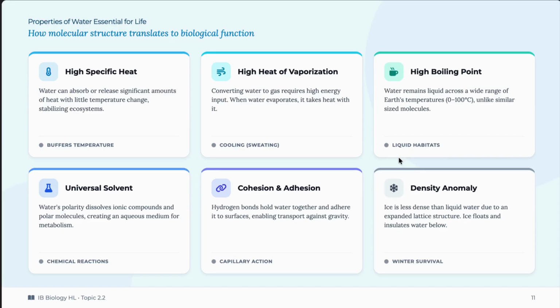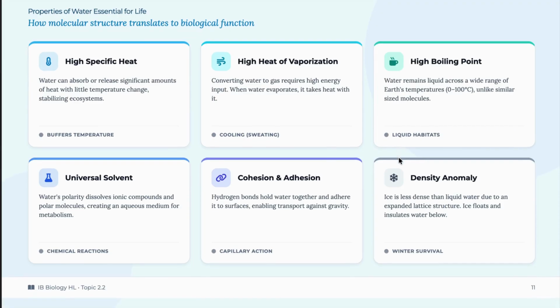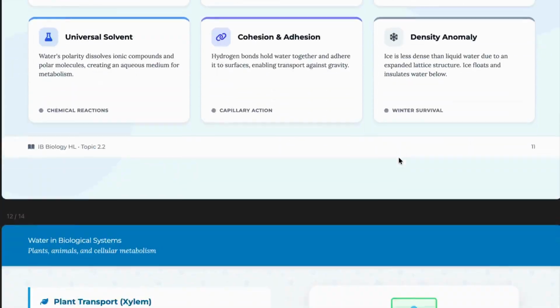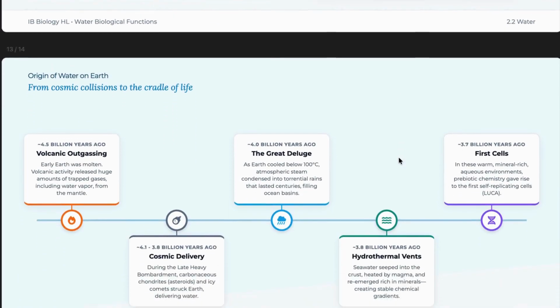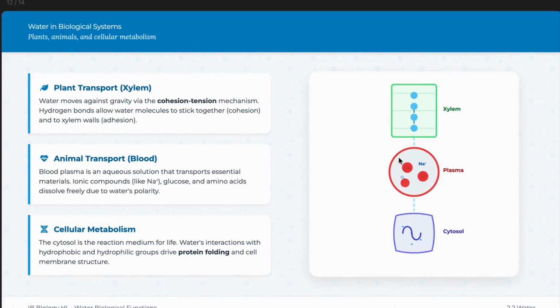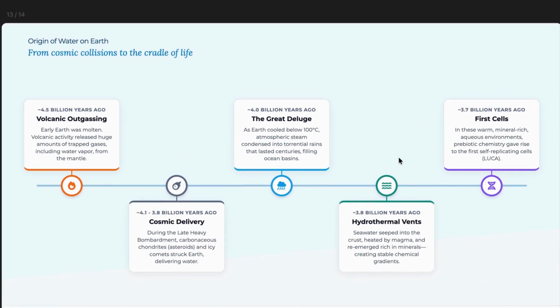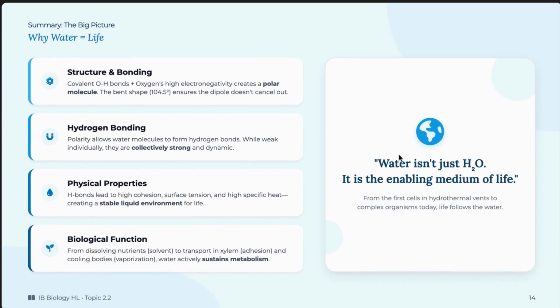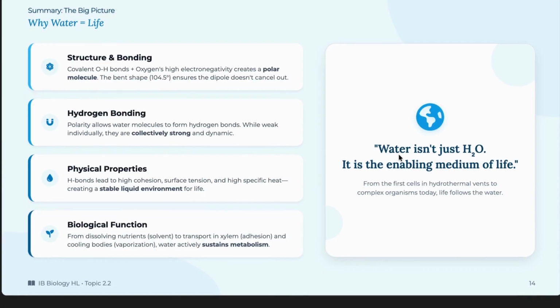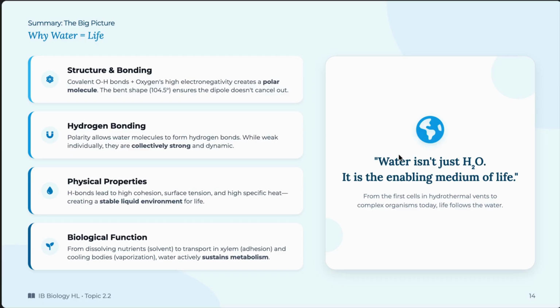So, overall, let's recap. Water is special because oxygen and hydrogen form polar covalent bonds. Electrons are shared unequally due to electronegativity. This creates partial charges and polarity. Polarity allows hydrogen bonds, and hydrogen bonds give water its cohesion, adhesion, surface tension, and solvent properties. And that's why cells evolved in water. Metabolism occurs in water. A safety pin can float on water. Water isn't just H2O, it's the foundation of life.